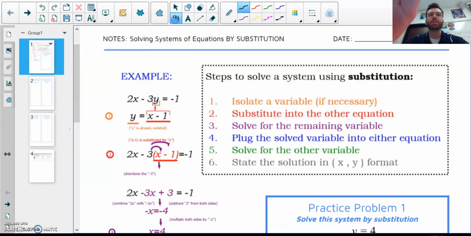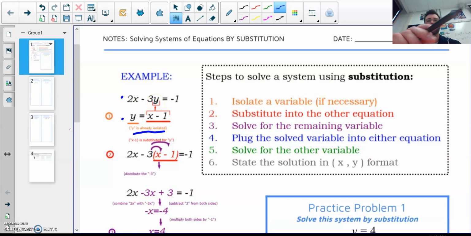So in step number 1, it says to isolate our variable if it's necessary. Here's our example. If we have two linear equations, isolating the variable means get x or y by itself. If you look here, y is already isolated. So it says x minus 1 is substituted in for y. I'm going to take this x minus 1 from my second equation and plug it in, substitute it in for y in my first equation.